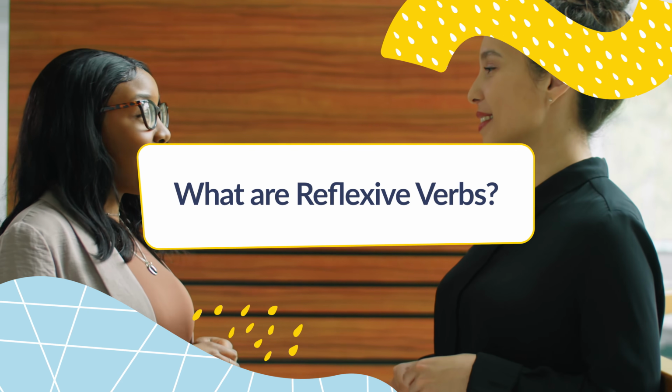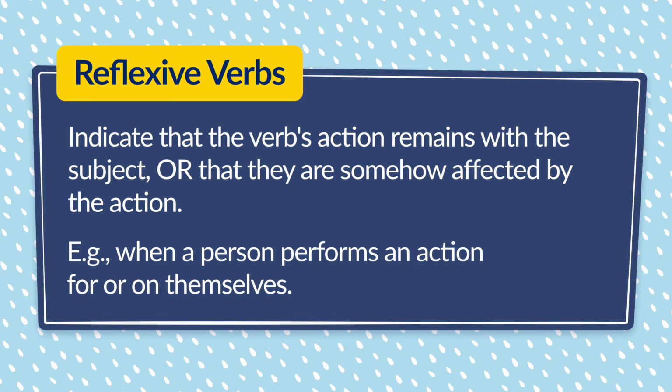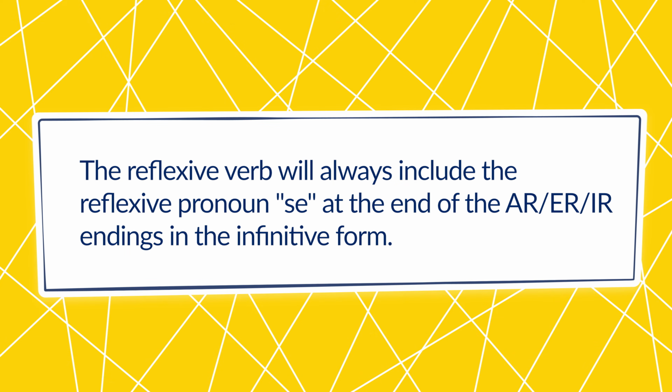So you're probably wondering by now, what are reflexive verbs? To put it simply, reflexive verbs are verbs which indicate that the verb's action remains with the subject or that they are somehow affected by the action. For example, when a person performs an action for or on themselves. You can always identify reflexive verbs because they always include the reflexive pronoun se at the end of the AR, ER, IR endings in the infinitive form.